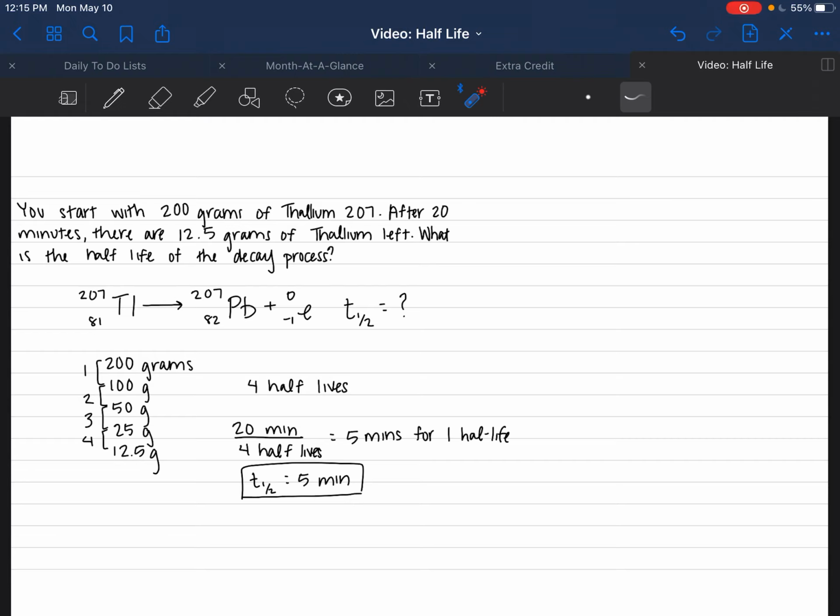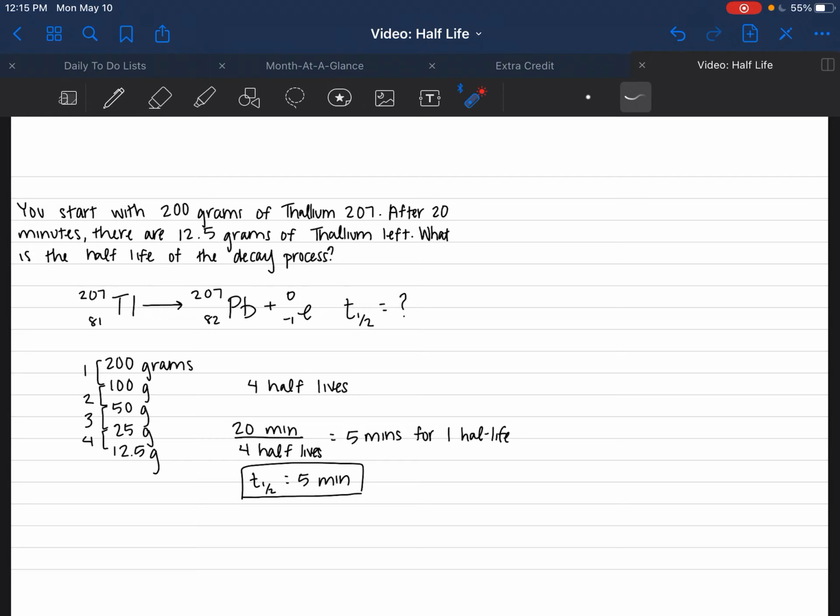That 200 divided by 2 gets you to 100. Divided by 2 again gets you 50. Divided by 2, 25. Divided by 2 again gives you 12.5. So we have that final 12.5 grams that we want, and that took us 4 half-lives to get there. So you can just count them out on the left side. That's 4 half-lives. So we went through 4 half-lives.